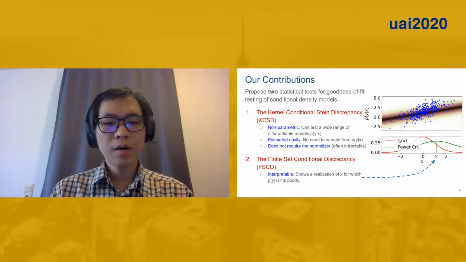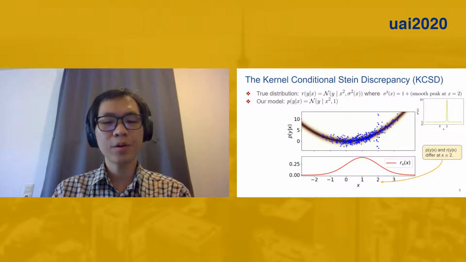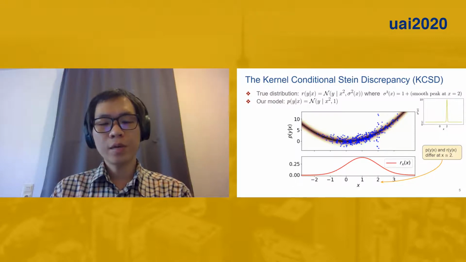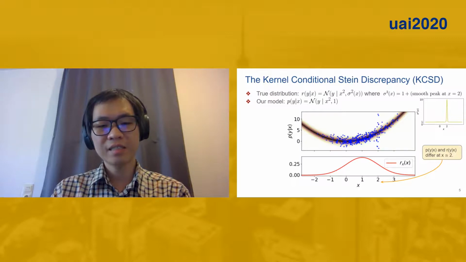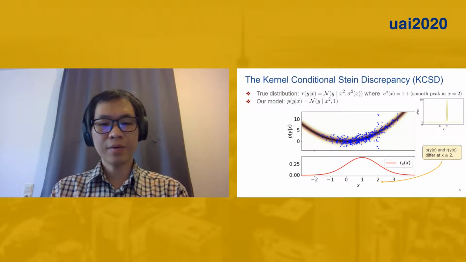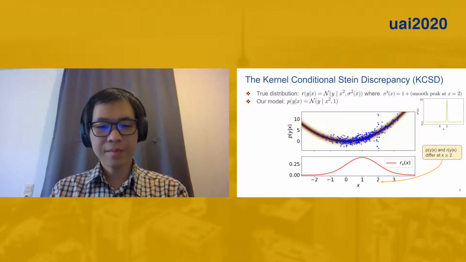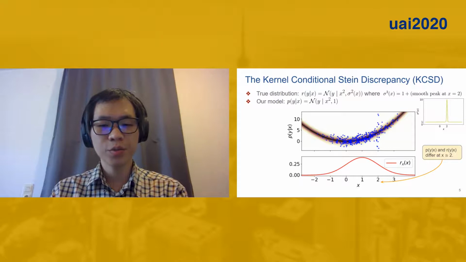Okay, so how does it work? To explain the first statistic, I'm going to use this as a running example throughout. So here we consider a regression model where the conditional mean is a quadratic function, x squared, and the variance is constant. This is for the model. But for the true distribution that generates the blue points, that's R, it's almost the same as the model, except the variance shoots up at x equal to 2. So at x equal to 2, there's a kind of big variance here.